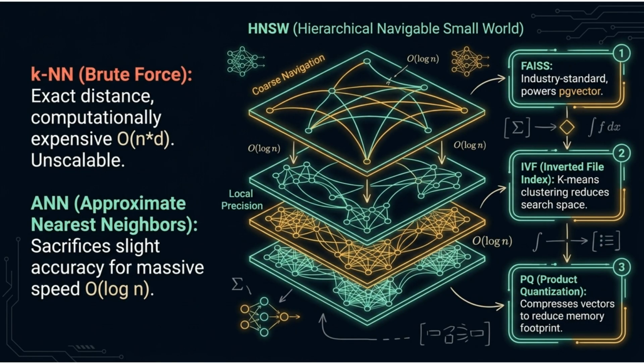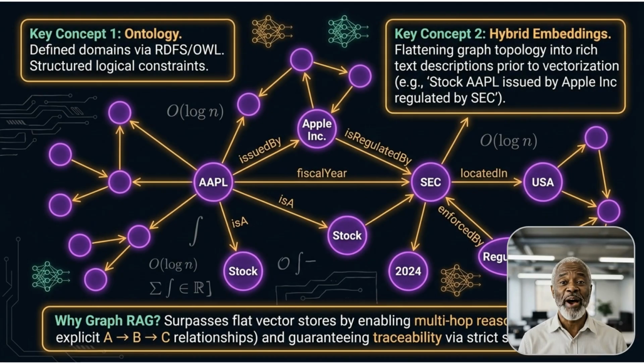KNN is computationally expensive and unscalable. Approximate nearest neighbors, like HNSW, sacrifice slight accuracy for massive speed, using techniques like IVF and PQ to optimize search and reduce memory footprint. GraphRAG uses ontology for structured constraints and hybrid embeddings for rich text descriptions.